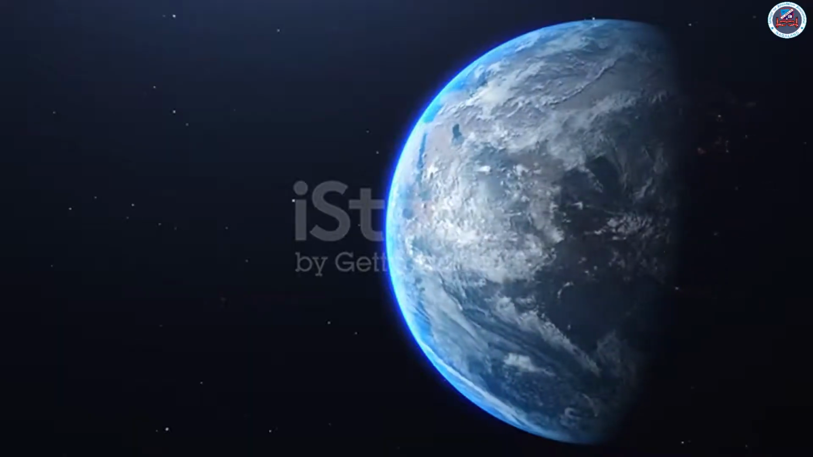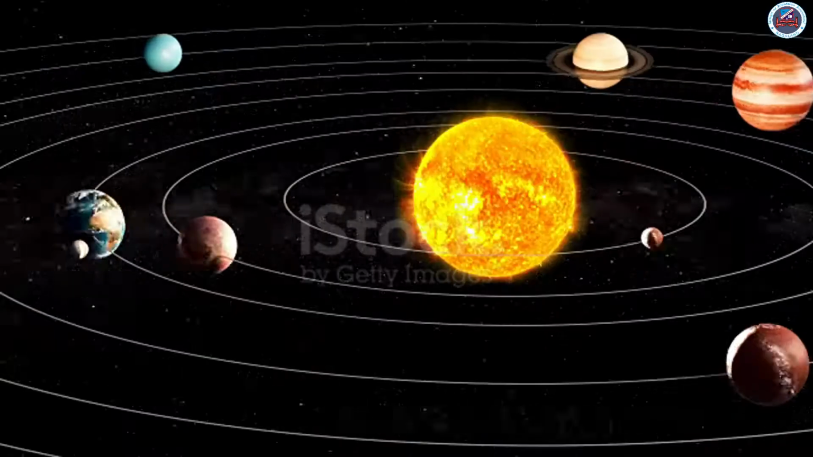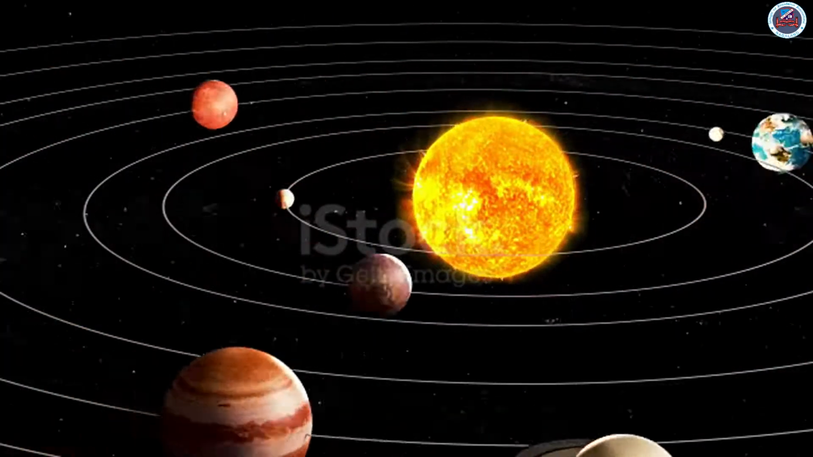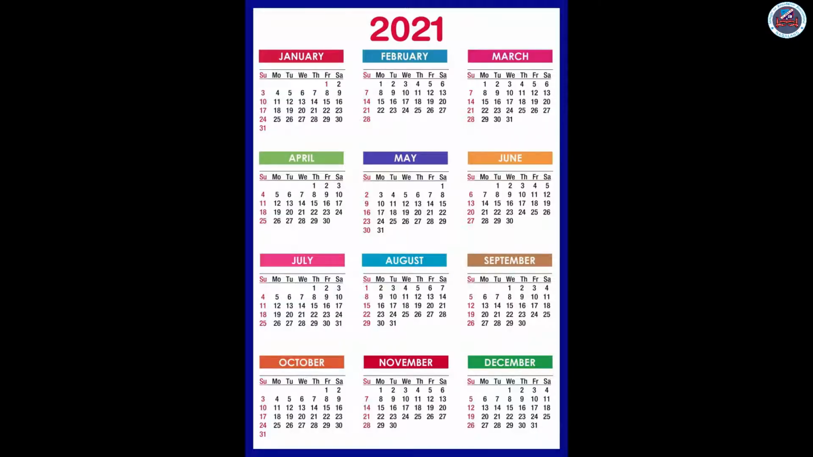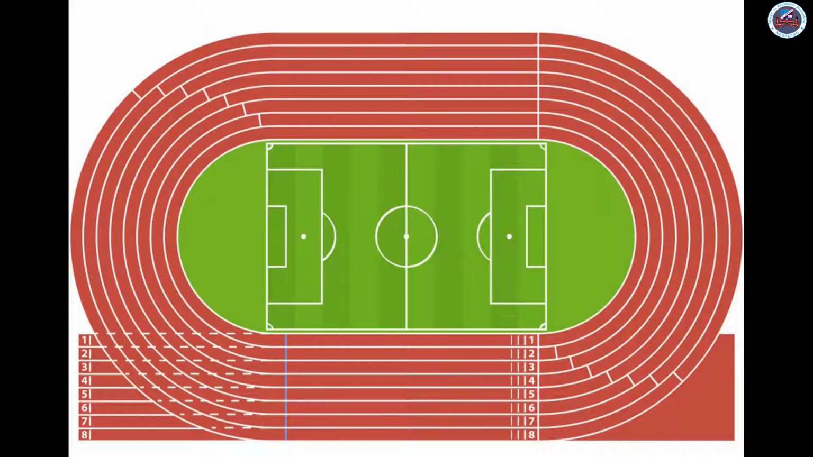Today we will continue with the lesson Earth's movements. We have learned that the Earth revolves around the Sun and it takes 365 and 1/4 days to complete one revolution. We call this a year. The Earth travels in a fixed orbit around the Sun. The orbit is not a circle but oval shaped like running tracks.